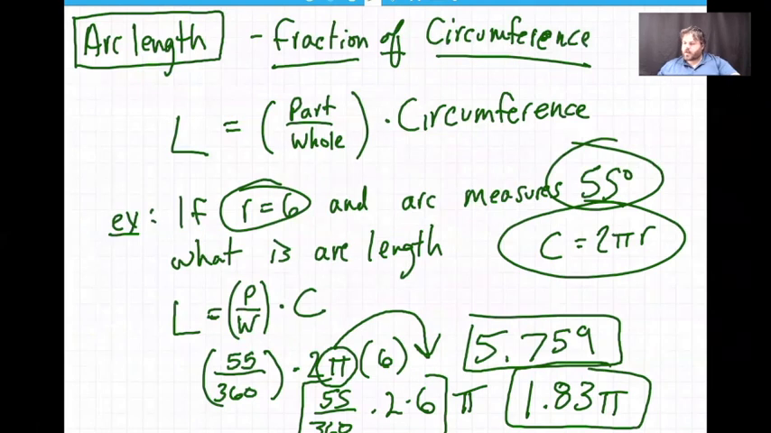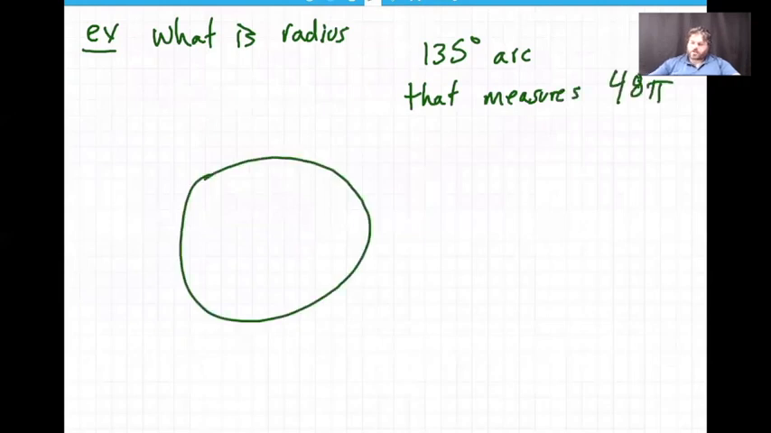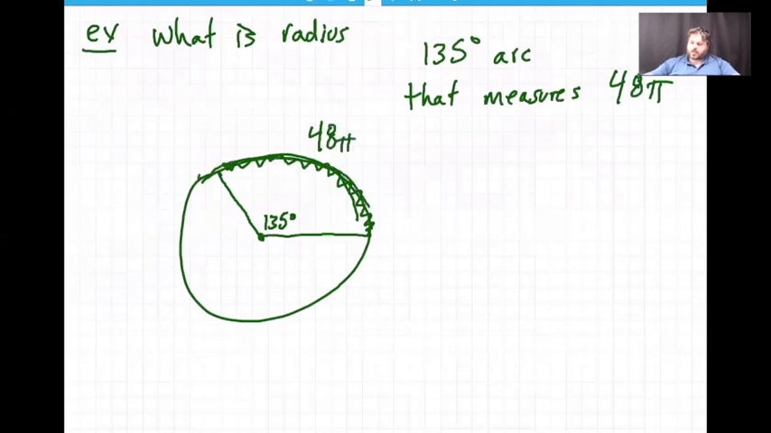All right, so let's look at another example here. In this example, the question is, what is the radius of a circle that has a 135-degree arc that measures 48 pi? So let's say we've got a circle, and we have this 135-degree arc measurement. Remember, that means the central angle is 135 degrees. And somebody tells us that this arc length is 48 pi. The question is, what is the radius?